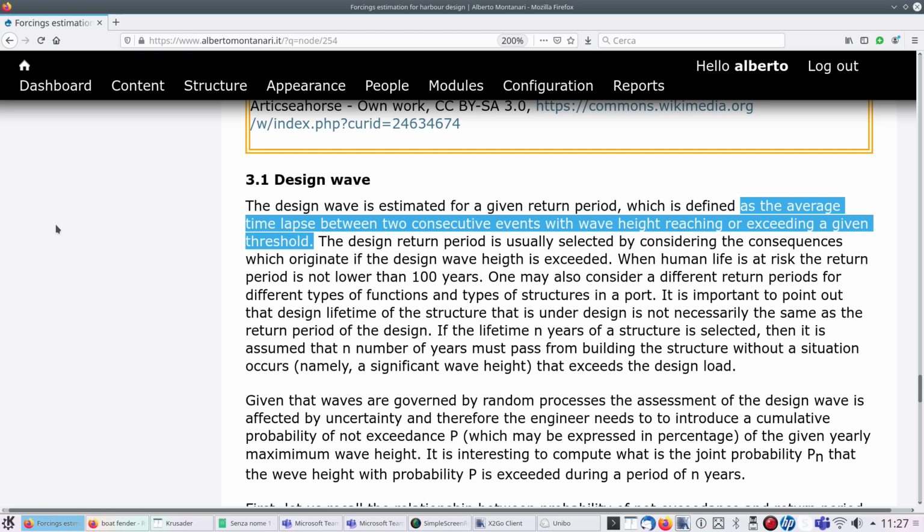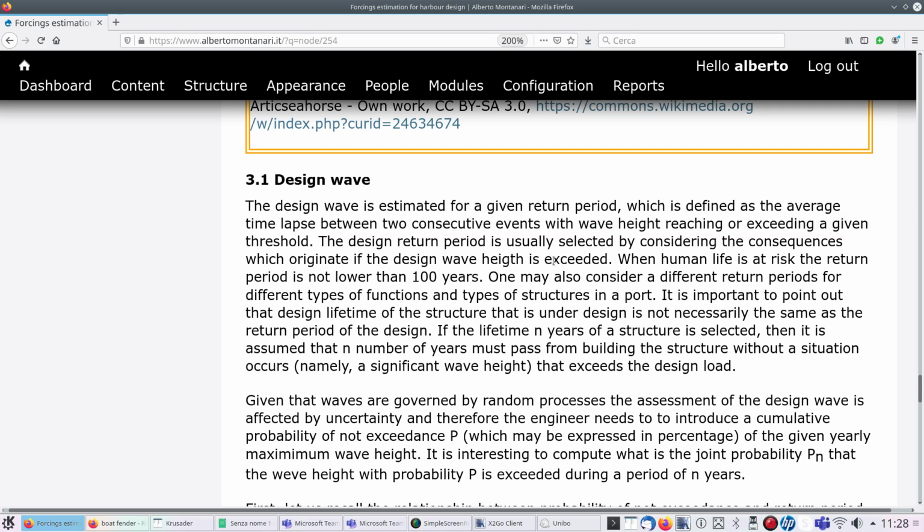Of course, if I want a structure to resist something that happens on average every 50 years, this structure will be more resistant than another one that is designed against an event that on average occurs every 10 years. And the reason is that extreme events are infrequent. So if I design against an extreme event, I am designing against an infrequent event. So increasing the return period of an event increases the extreme character of the event. Okay, so what is the return period that I should select?